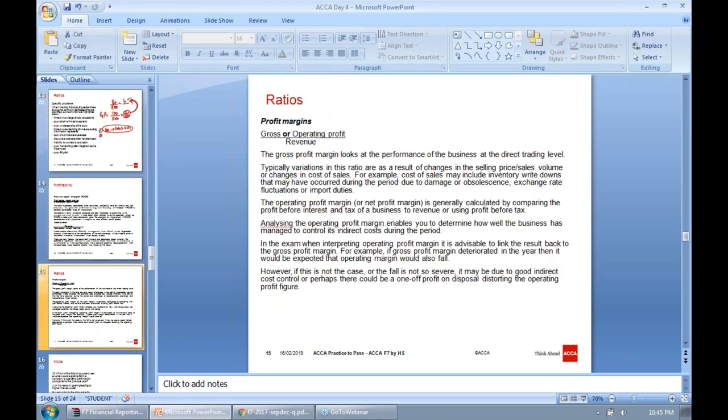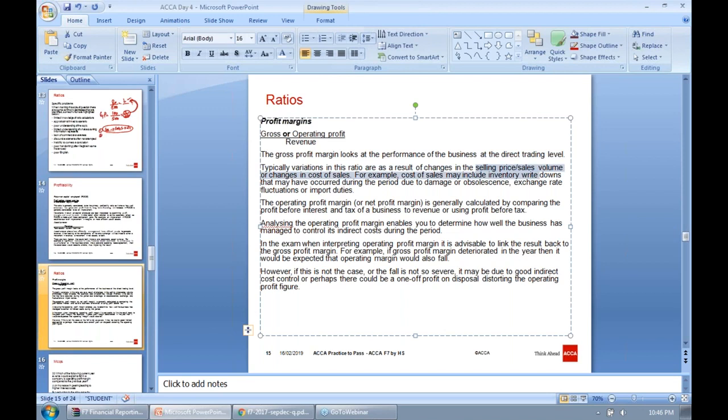For the gross profit and the net profits, variation in the ratios is a result of the change in the selling price and volumes, or the cost of sales. So this is actually the point that you should understand. If there is an increase in the gross profit, it means the company has increased the sales price, or it might be a reduction in the cost of sales.